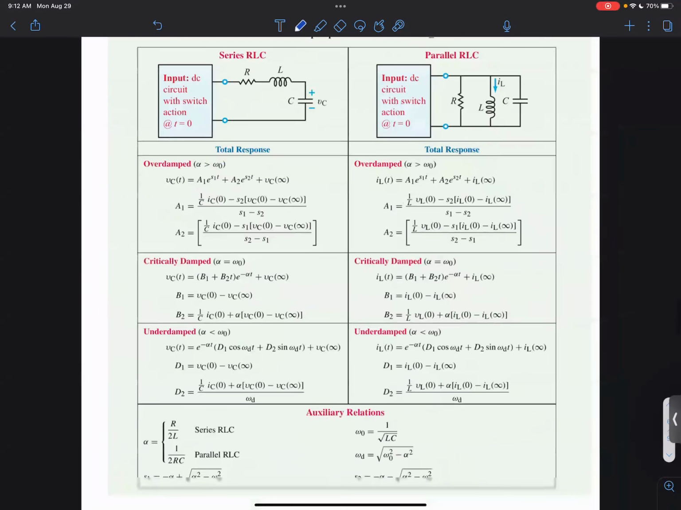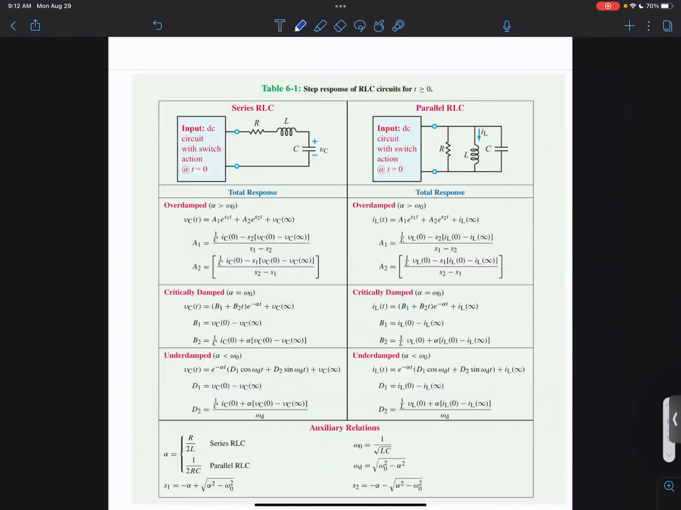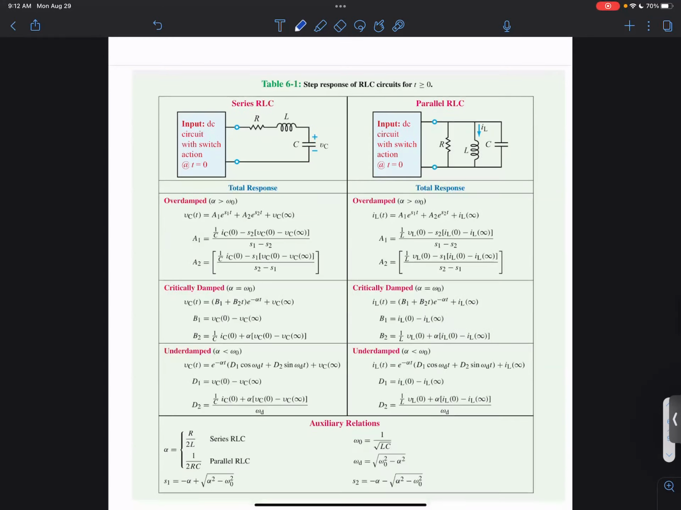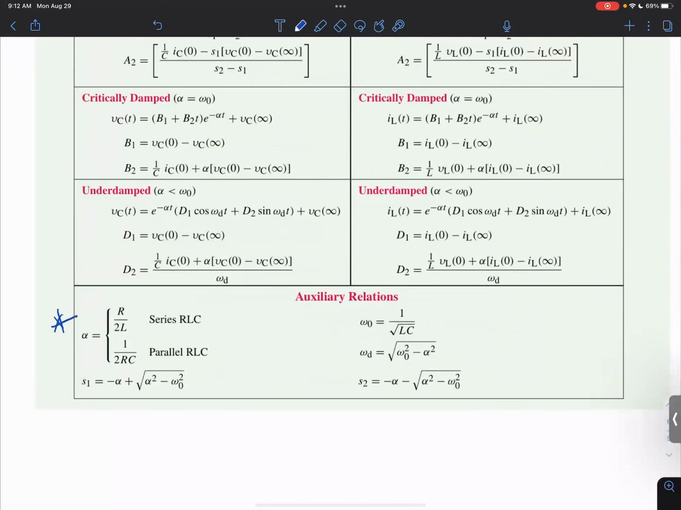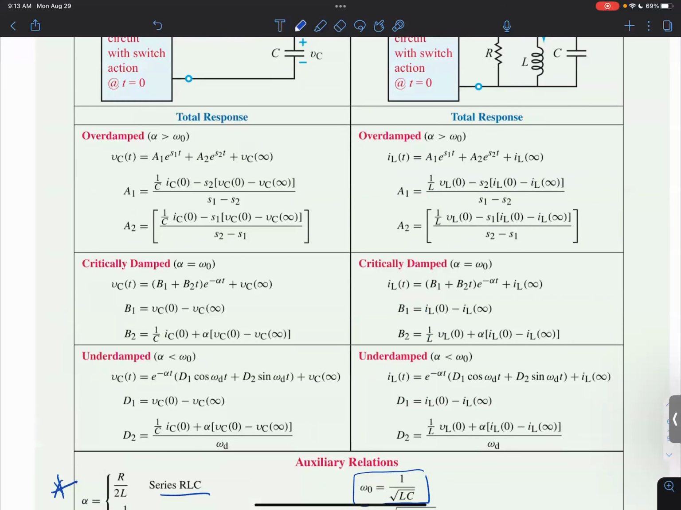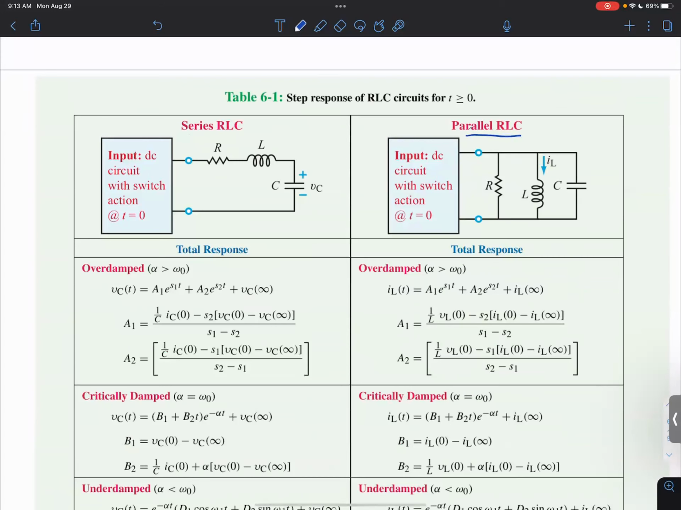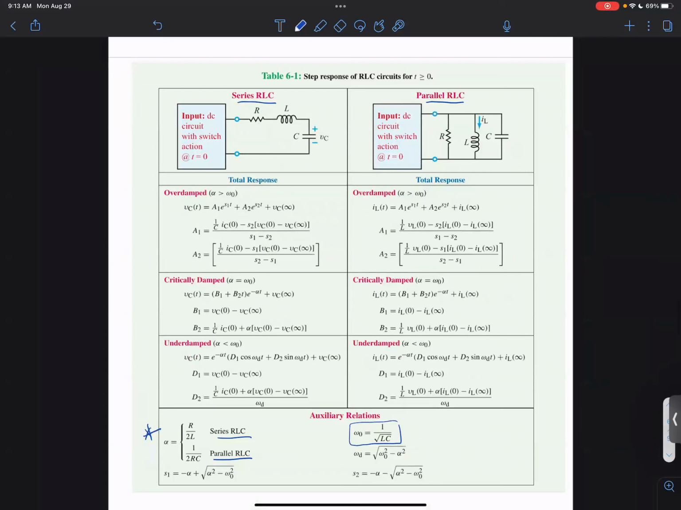So this will be our table you're going to use very heavily. You don't have to memorize these, so definitely just know how to use this table. So here you see, wow, this looks like a lot of information. So one thing you do first, find alpha, find omega, depending if I'm in series or in parallel. So depending on which form I am, I'm just going to use these equations to determine alpha and omega naught, and then I'm going to compare the two and say, am I underdamped, critically damped, or overdamped? From there, I'm going to use, depending again, series or parallel. So this one is parallel. This one is series. And so depending on which one I am, I'm going to use these equations.